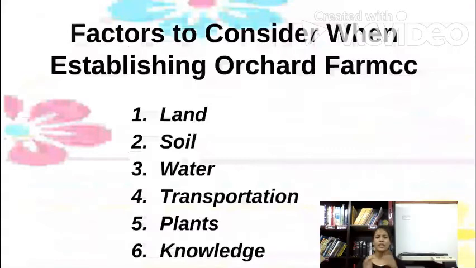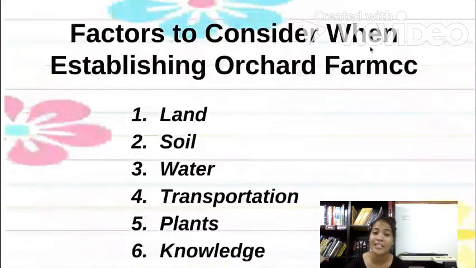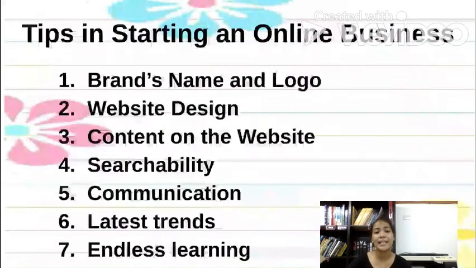Again, what are the six factors you need to consider? First, land, soil, water, transportation, plants, and knowledge. Those are the six that we need to consider. Next are tips in starting an online business.